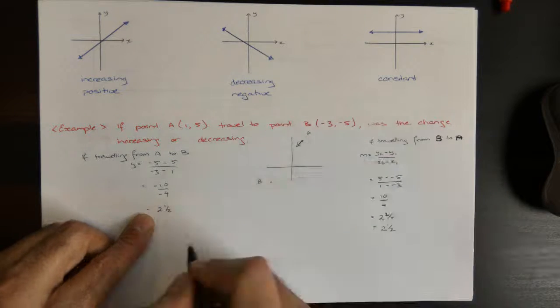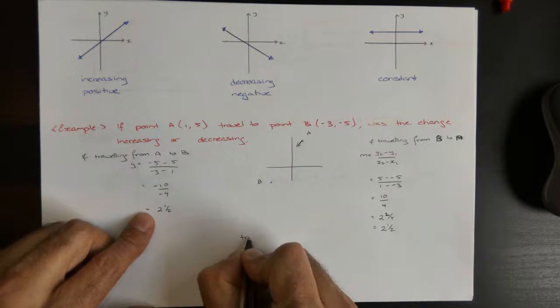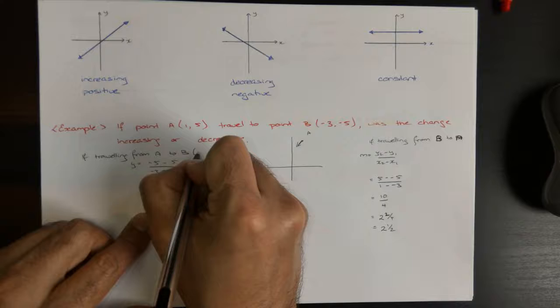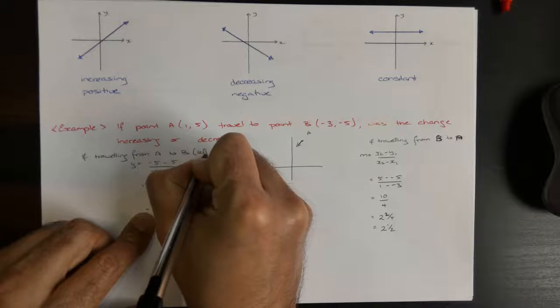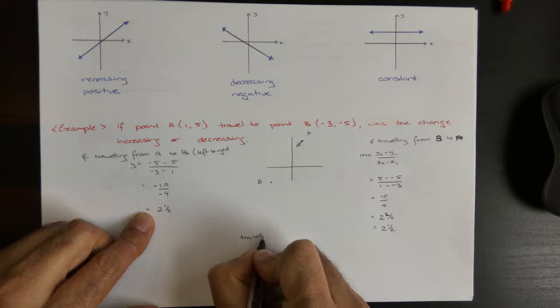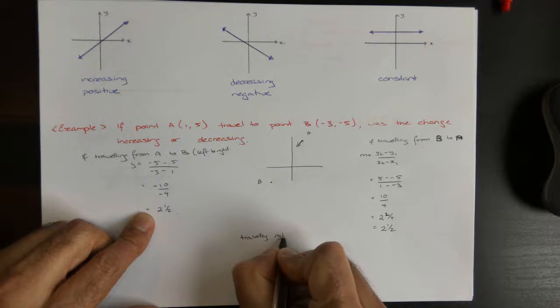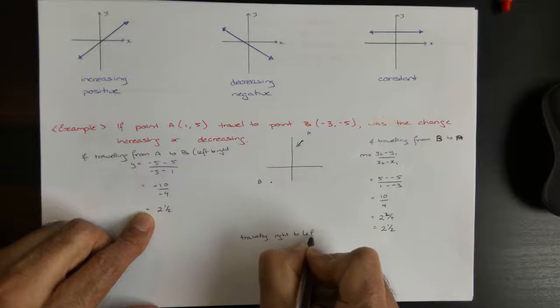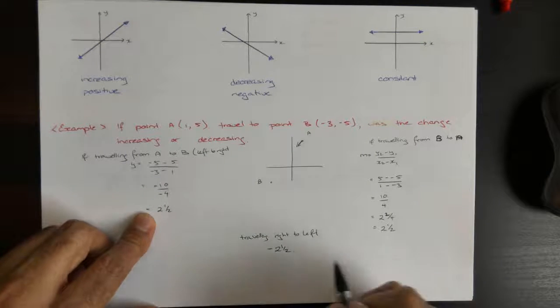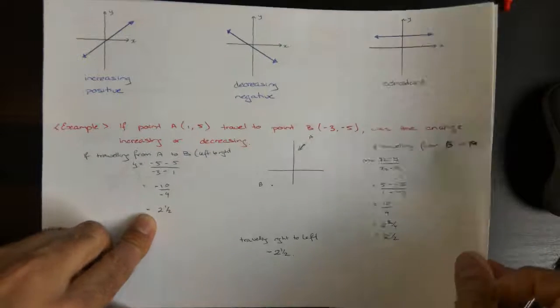So if I flip it around, traveling left to right, traveling right to left. Well, this is just going to be the opposite way. Yep, so you just put a negative because we're going that way.